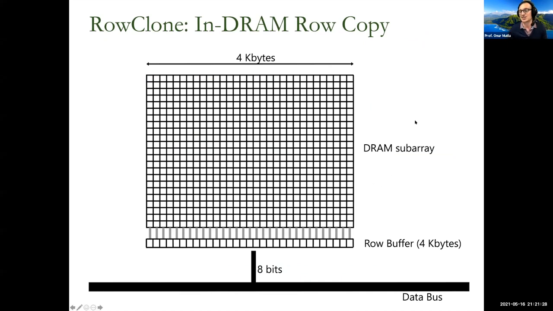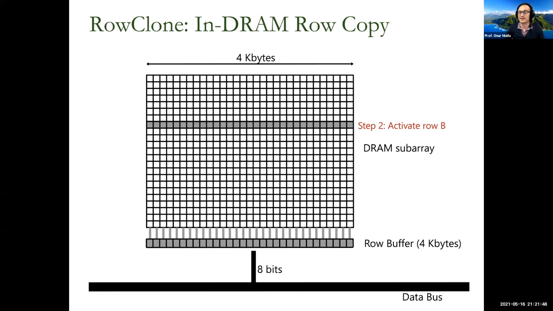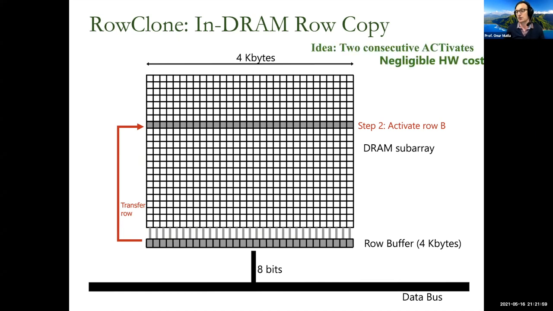If the source and destination rows are in the same subarray, the idea is basically to activate the source row, which brings the data with very little movement to the row buffer, which is essentially the sense amplifiers in DRAM. And then the next step is to activate the destination row quickly so that the data in the row buffer gets copied into the destination row. So this happens because of charge sharing principles and the strength of the sense amplifiers in DRAM. By doing two consecutive activates with almost negligible hardware cost, you can actually do it.